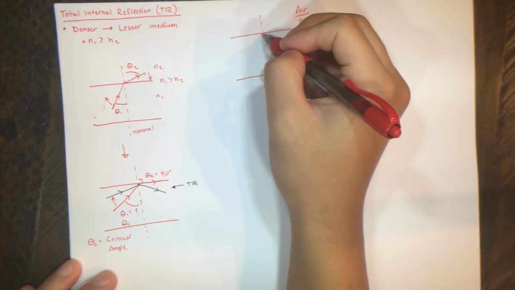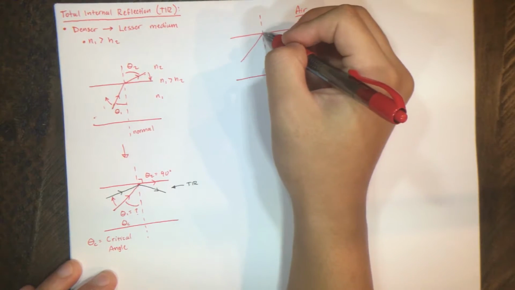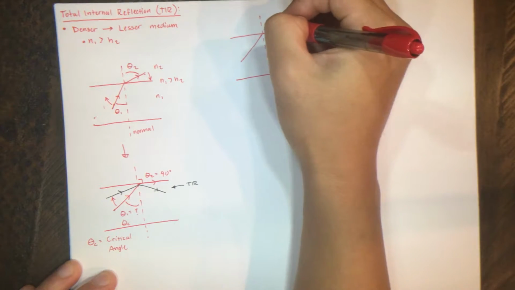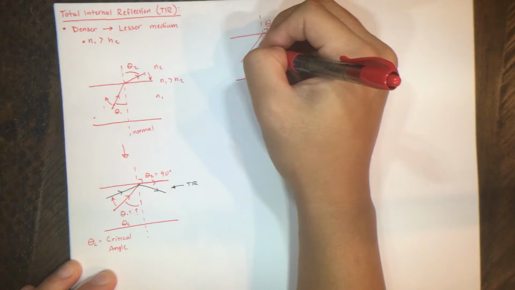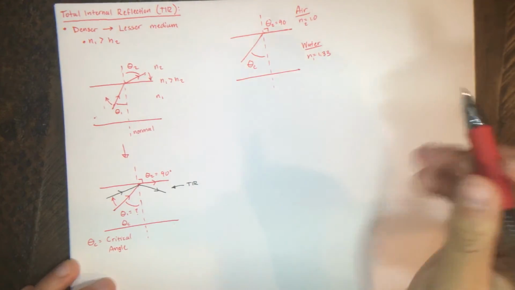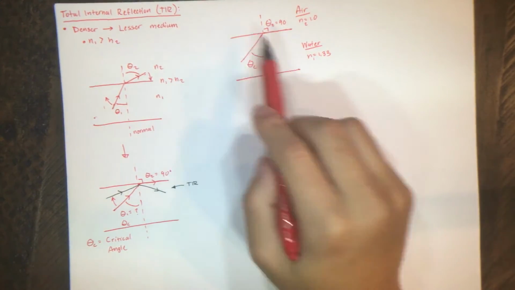So I guess we're looking for this angle right here. We know that this is 90, so theta 2 is always going to equal 90. We're looking for this angle, which is theta c. So what we're going to look for is theta c in this portion.